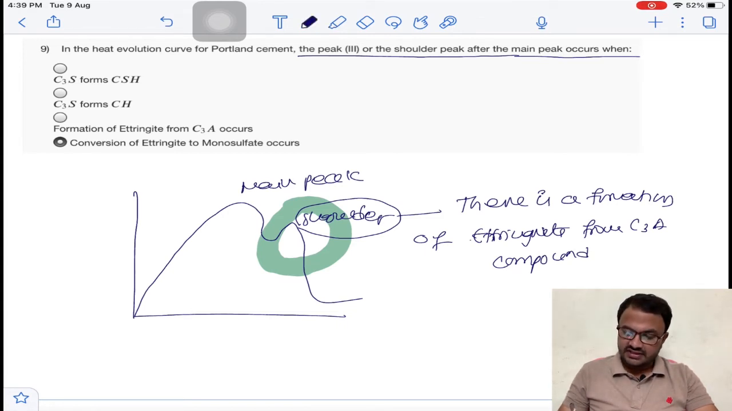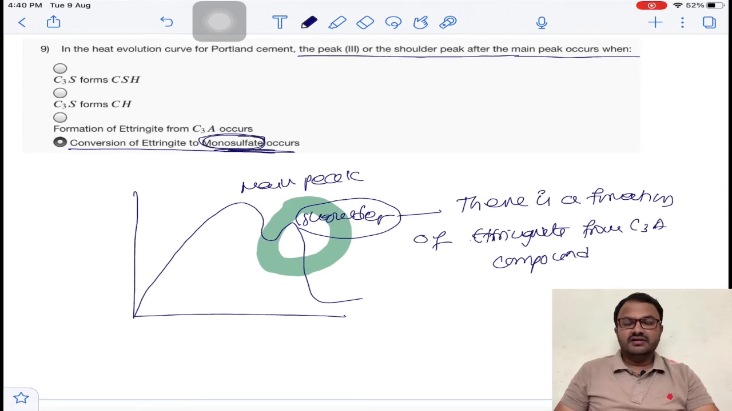So the answer is: whenever there is a conversion from ettringite to monosulfate, then peak 3 will be formed. So for question 9, the answer is not C, it is D. When there is a conversion from ettringite to monosulfate, the answer will be D for question number 9.